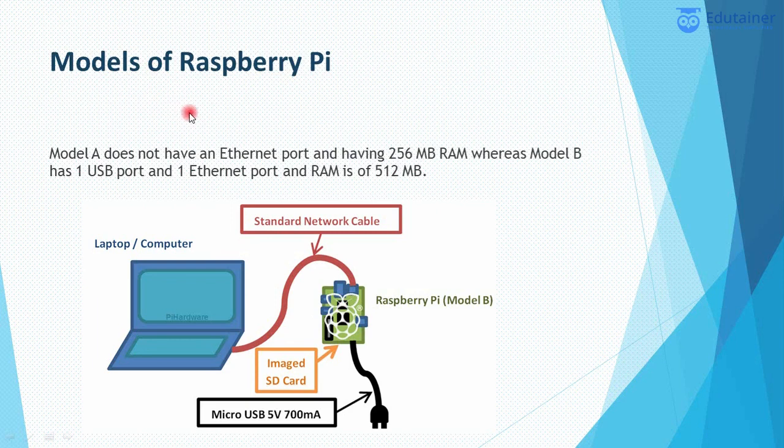So now let's talk about the models of Raspberry Pi. Raspberry Pi has two models, which are Model A and Model B. Model A does not have an Ethernet port, while Model B has one. This diagram depicts the working of Raspberry Pi Model B.